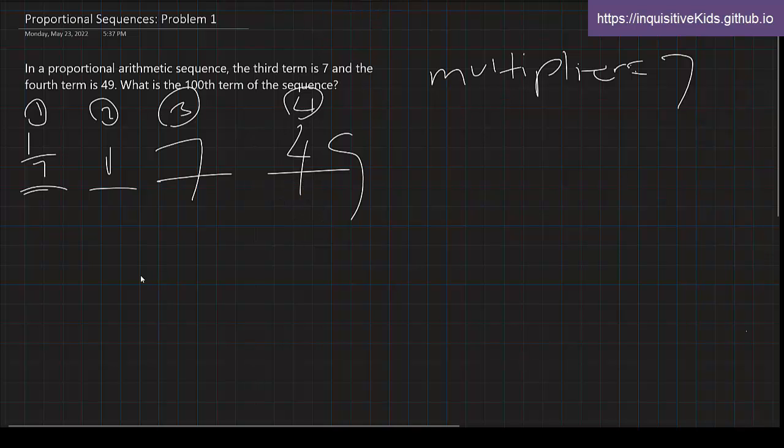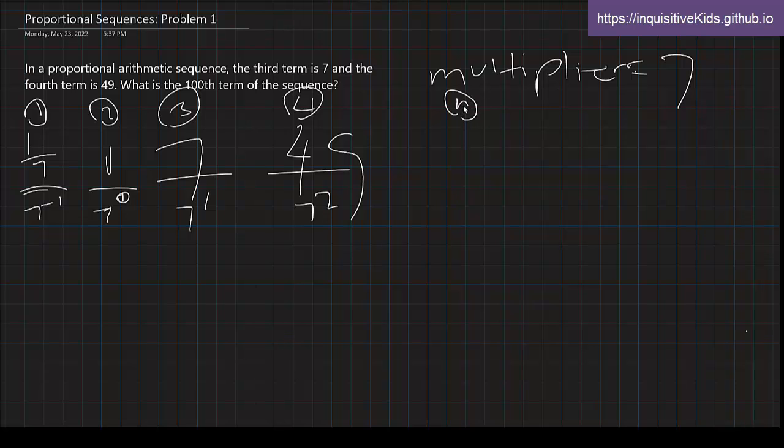Well, exponents are a big part of proportional sequences because in a lot of these, this is really just different indexes of 7. This is 7 to the negative 1 power, 7 to the 0th power, 7 to the first power, 7 to the second power. And what about 7 to the nth? What about the term at the nth term?